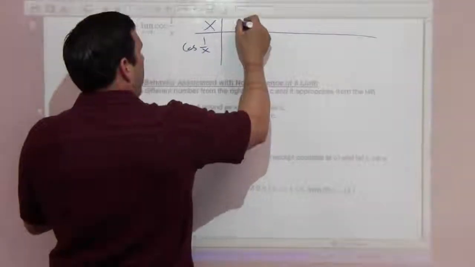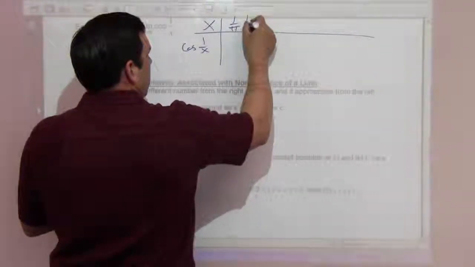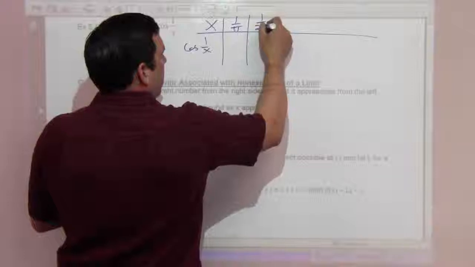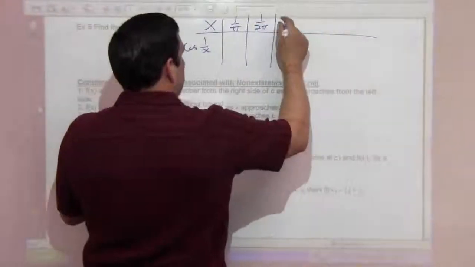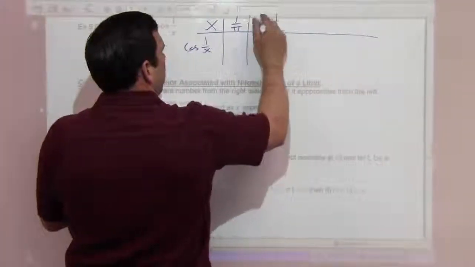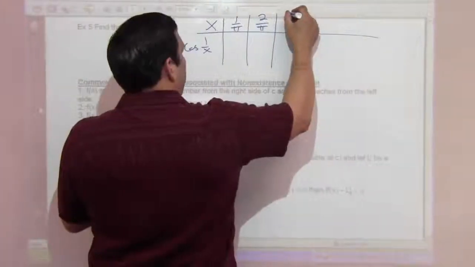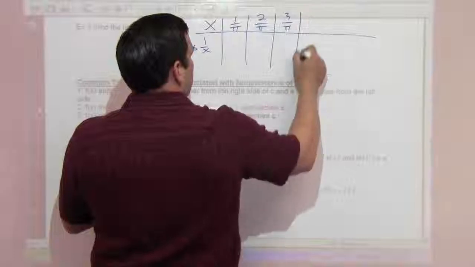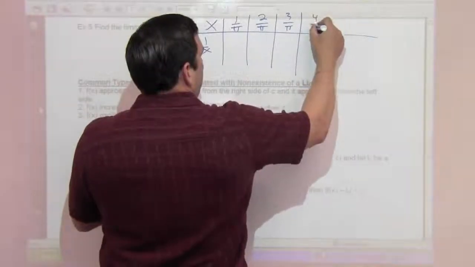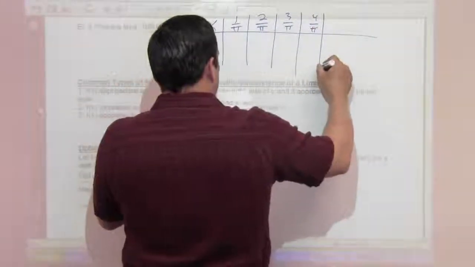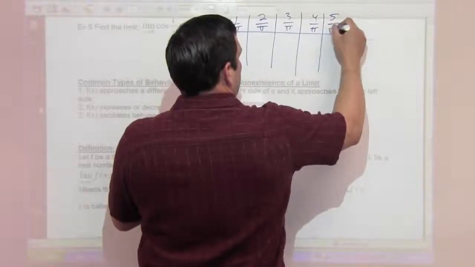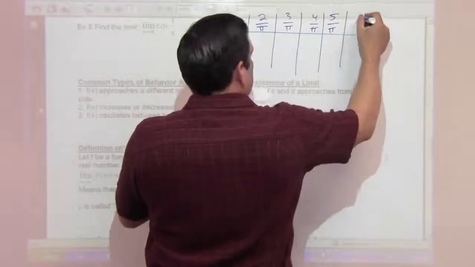Let's try 1 over pi. Then we'll do 1 over 2 pi. And then we'll do 2 over pi. And then we'll do 3 over pi. Then we'll do 4 over pi. And then we'll do 5 over pi. And then we'll do 6 over pi.